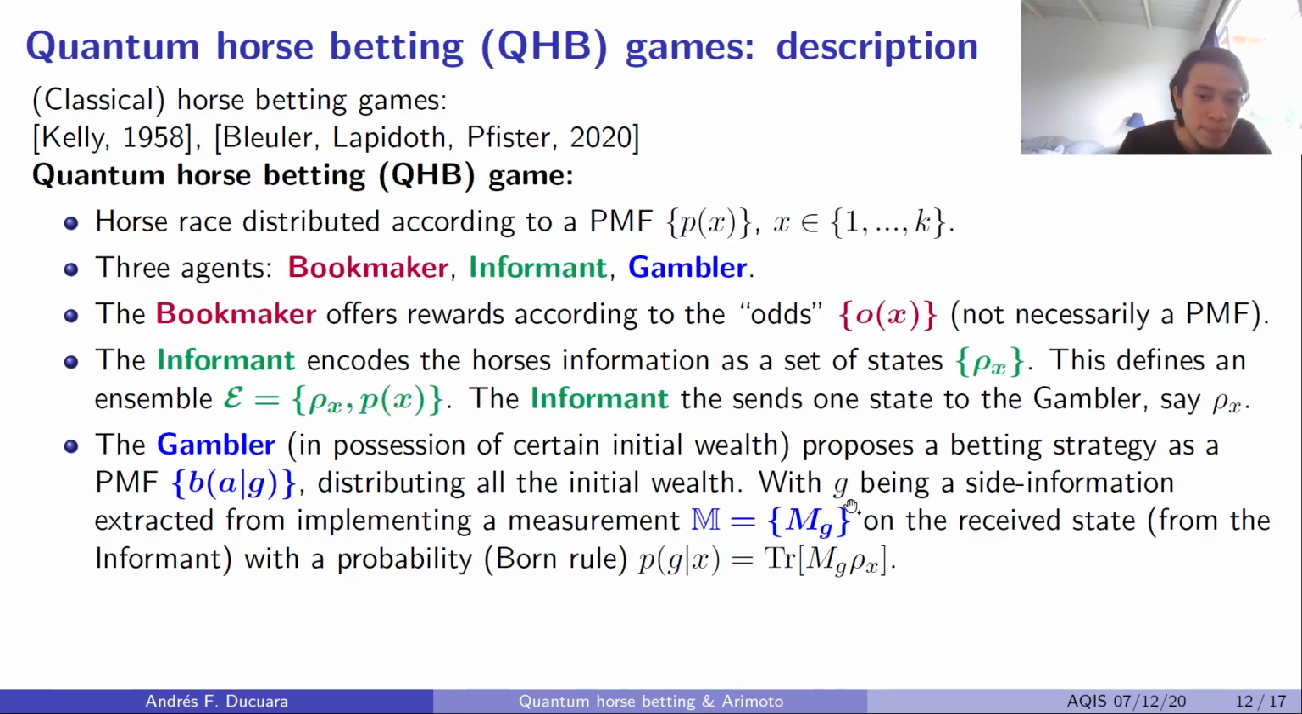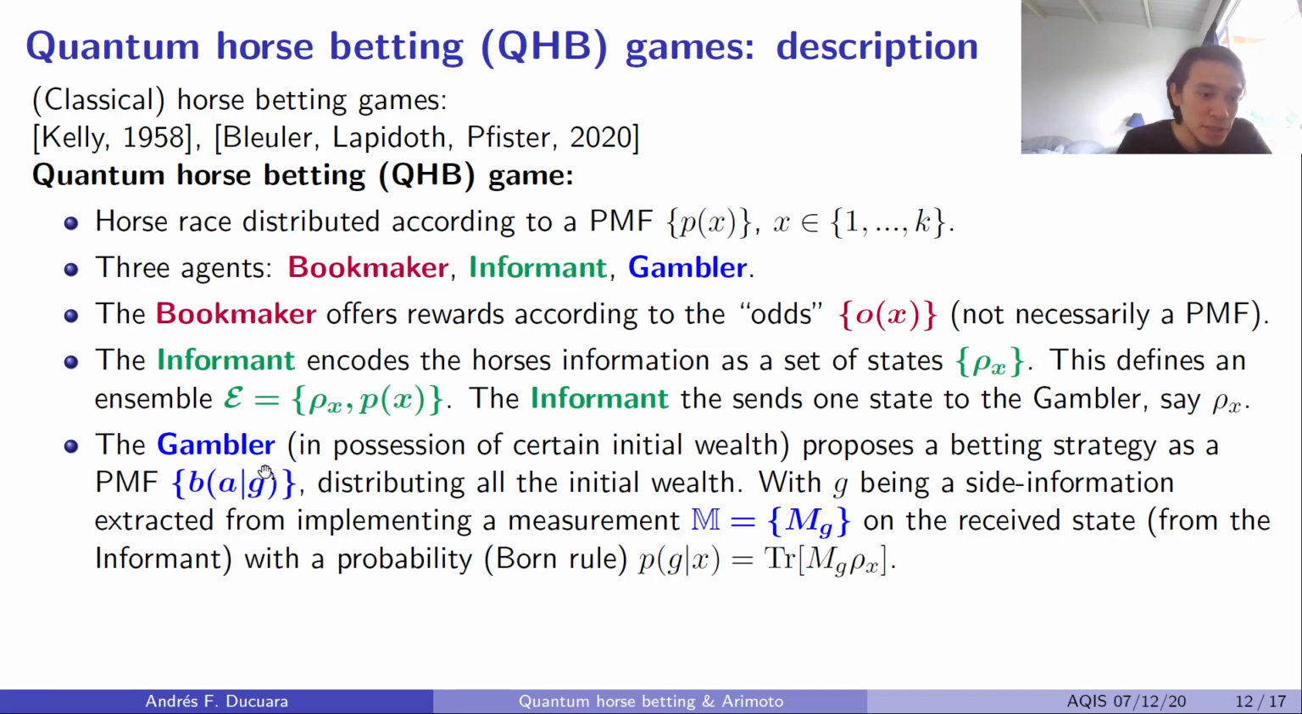This G here is going to be the side information that the gambler is going to extract from the measurement that he received from the informant. And he's going to extract that information by using a measurement M. And then, he's going to obtain side information G according to the Born rule.